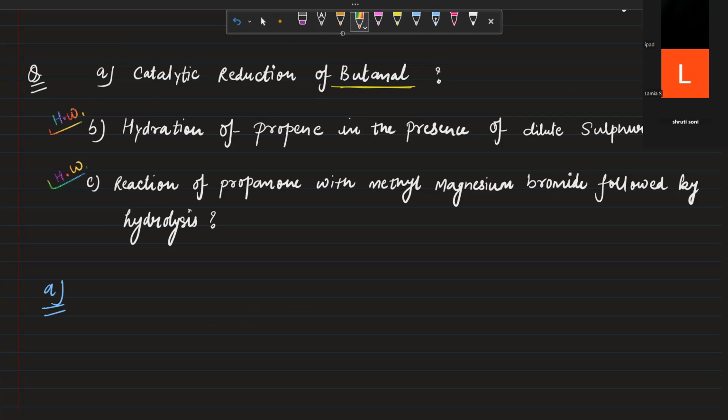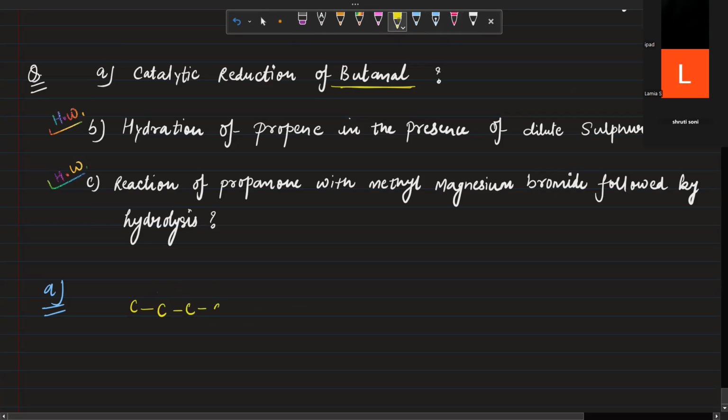Sorry, you were asking me if it's an aldehyde or ketone? What is the structure of butanol? There's four carbons, right? And what is the functional group here? I think it's a carbonyl. Carbonyl, yes. But what carbonyl? Carbonyl can be aldehyde, acid, ketone, ester, anything.